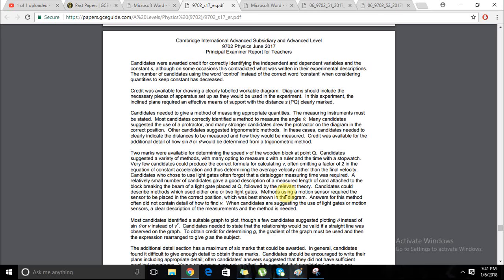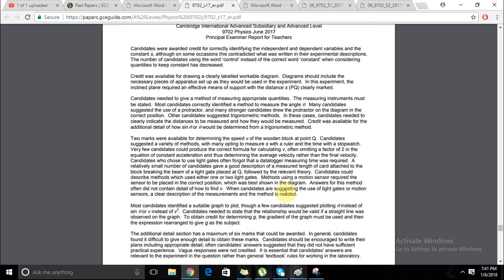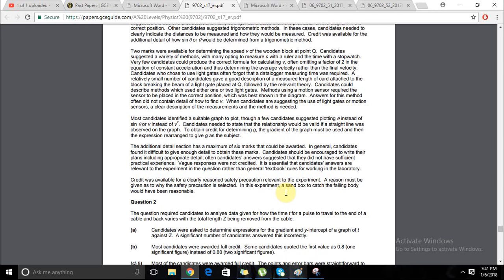Most candidates identified a suitable graph to plot, though a few suggested plotting theta instead of sine theta, or v instead of v squared. Fairly obvious and a very silly mistake to make. Candidates needed to state that the relationship would be valid if a straight line was observed and that it should not pass through the origin. Credit was obtained for determining g. The gradient must be used and the expression rearranged to give g as the subject. Important.